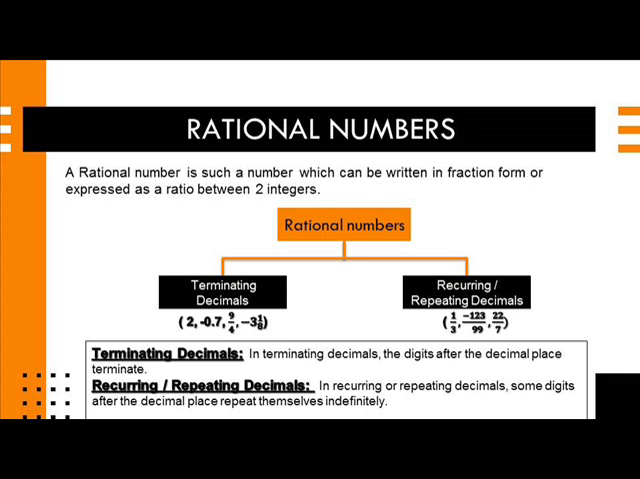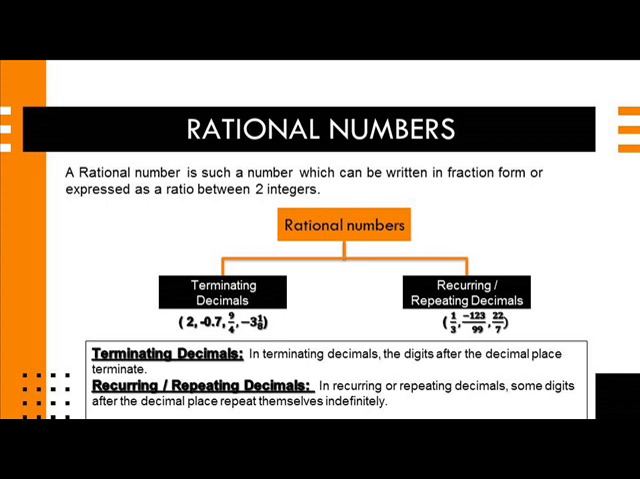In terminating decimals, the digits after the decimal place terminate. For example, we have 9 over 4 that is equal to 2.25. That is, the digits after the decimal place terminate, or we have minus 0.7.